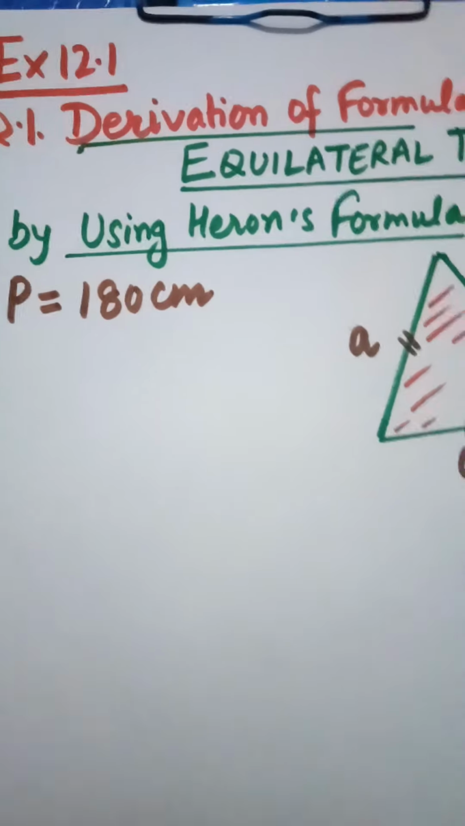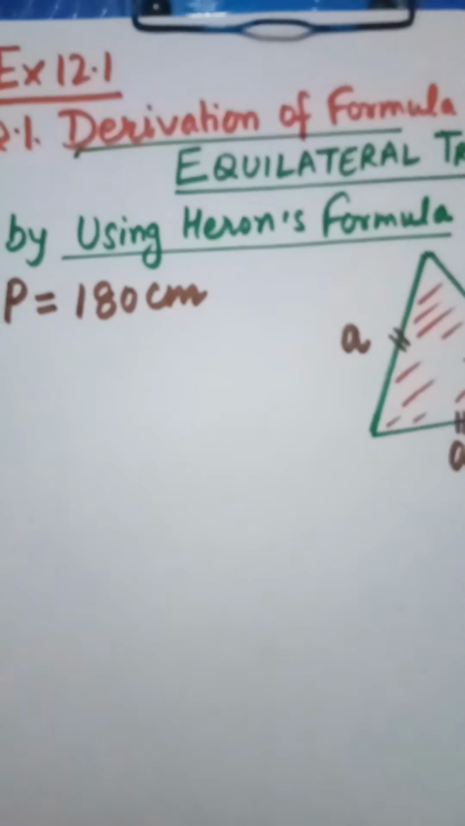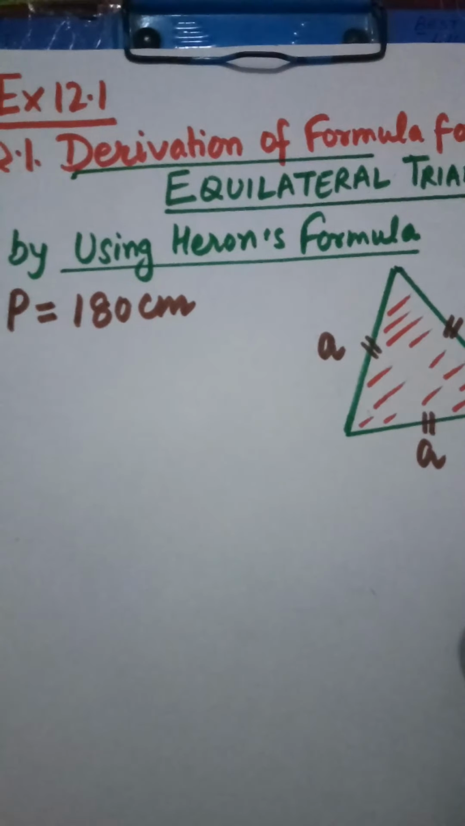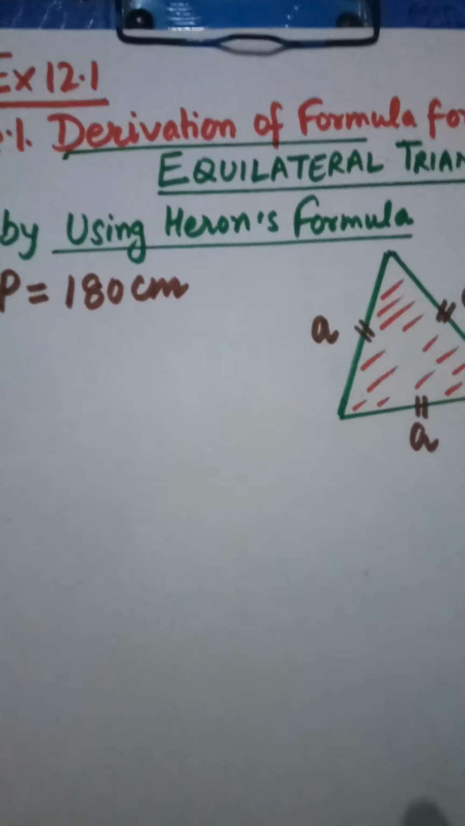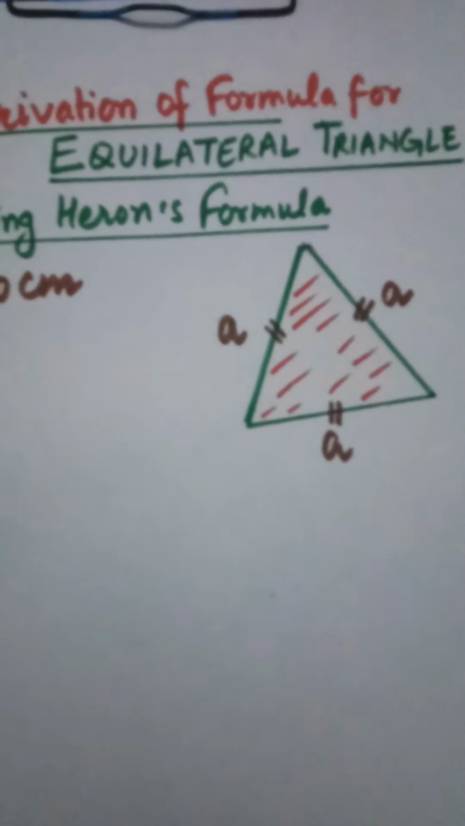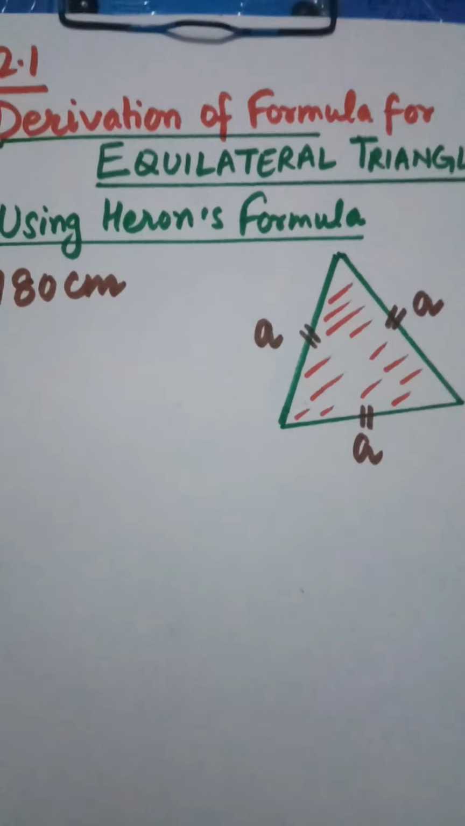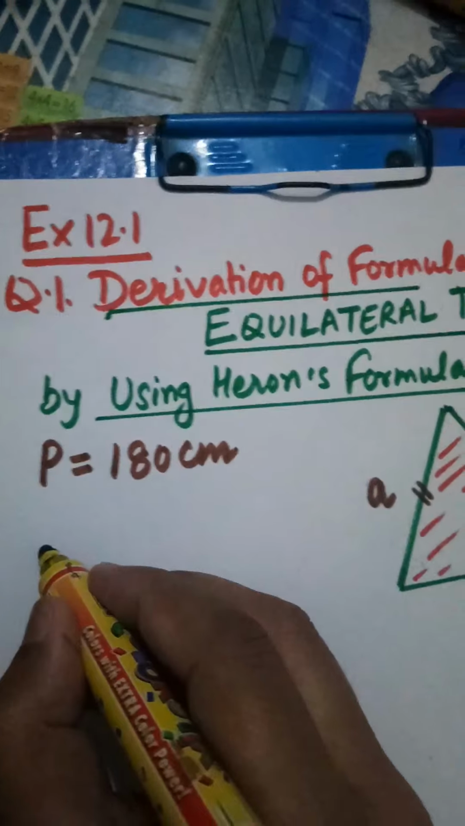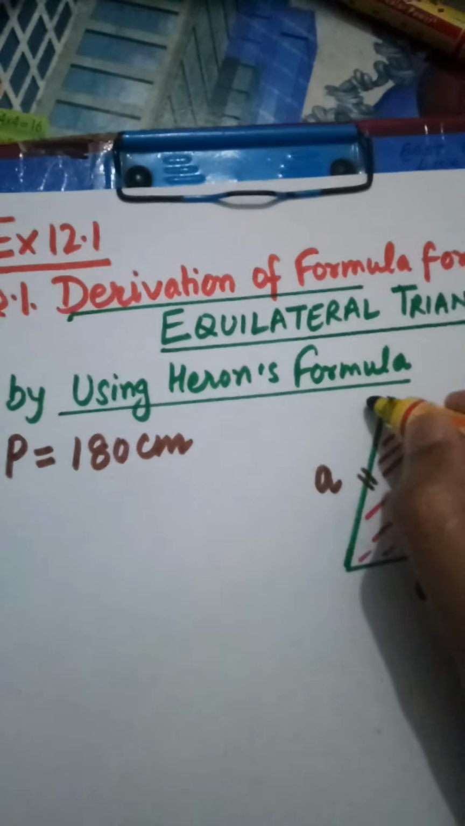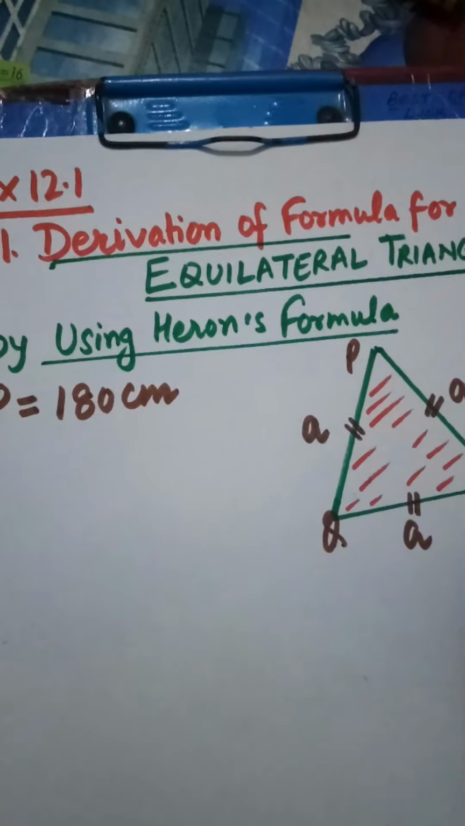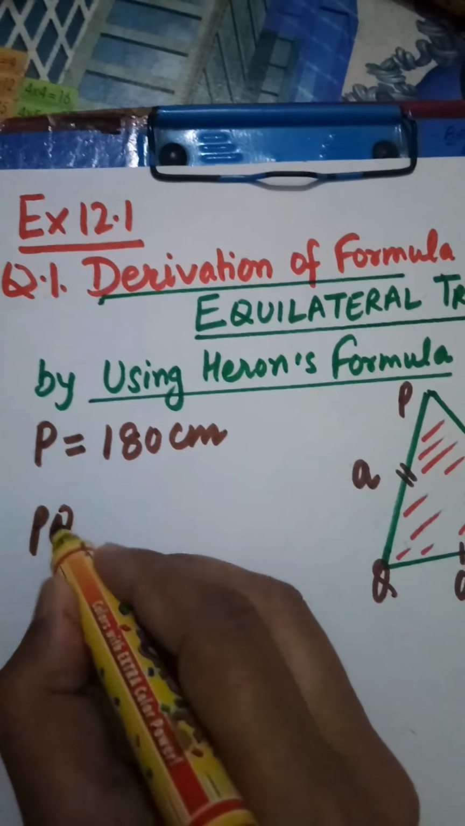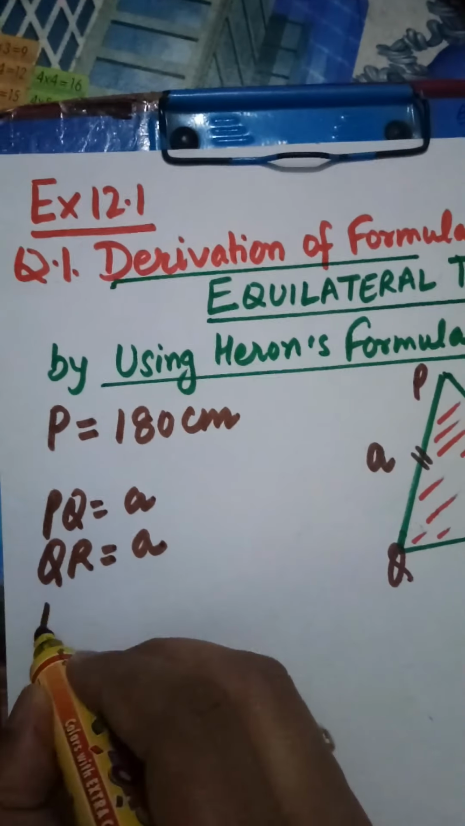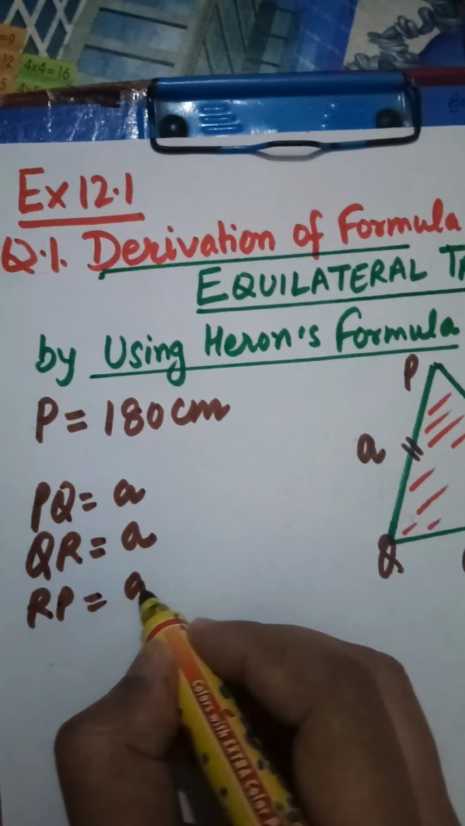So two targets are before us. One is to derive the area of this triangle with the help of the formula, and the other is to actually find the area of this equilateral triangle. Okay, so let's have the steps for that. Children, let's denote the vertices P, Q and R. So PQ is small a, QR is also small a, and RP is also small a.